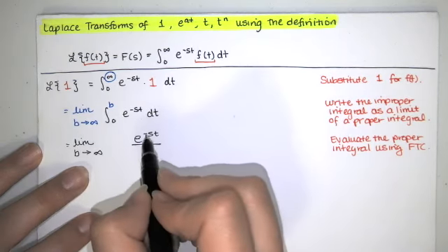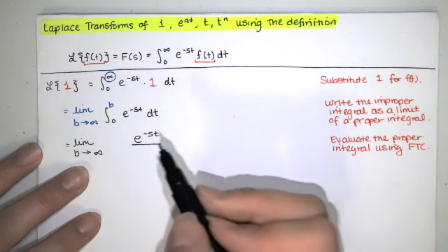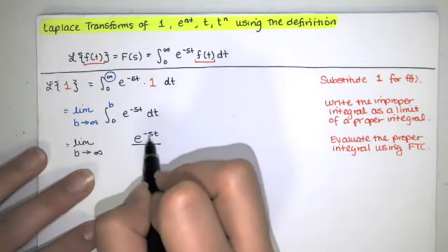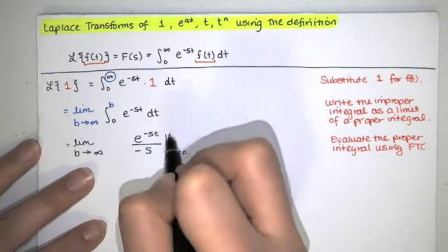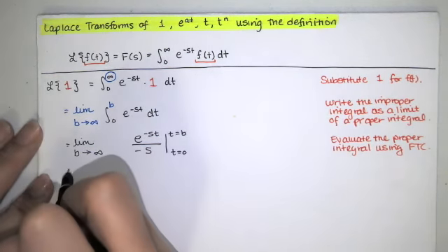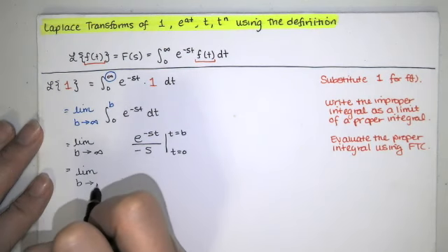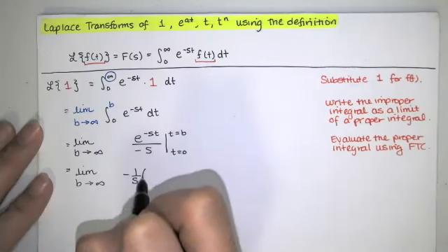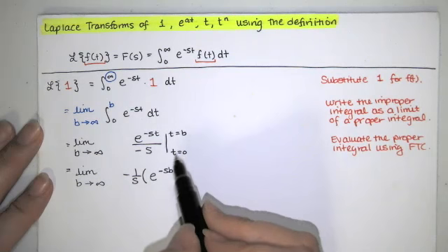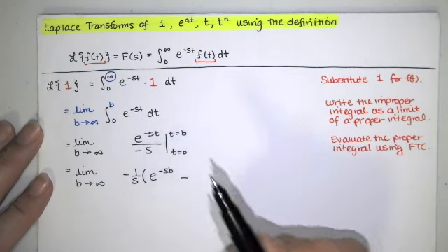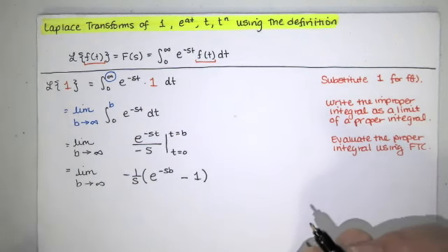If I were taking the derivative of this with respect to t, I'd multiply by the derivative of the inside, which is negative s. Since I'm taking the antiderivative, I divide by that constant, negative s. And then we evaluate from t equals 0 to t equals b. And I will factor out that negative 1 over s. At t equals b, we have e to the negative sb. And at t equals 0, that's e to the negative s times 0, or e to the 0, which is 1. And then we have this here.